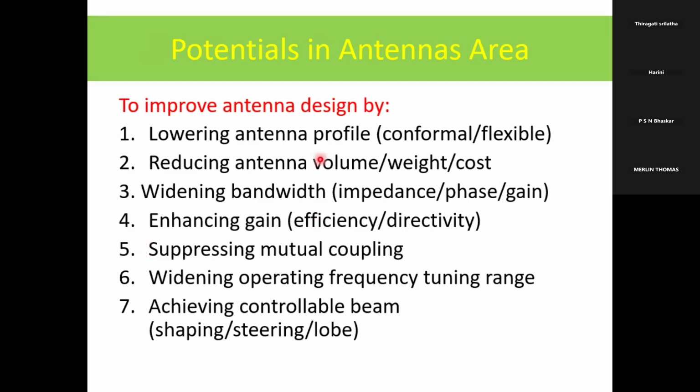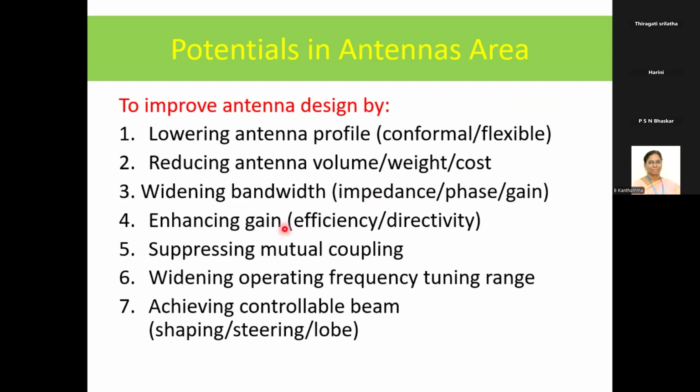It can be used to make the antenna conformal and flexible. You can lower the antenna profile, improve conformability, and reduce the volume, weight, and cost. One of the major drawbacks of the antenna is that if you want to use it at a particular frequency, it must be lambda by 2 distance. So you can actually reduce its volume, weight, and cost by application of metamaterials or PMCs, AMCs.